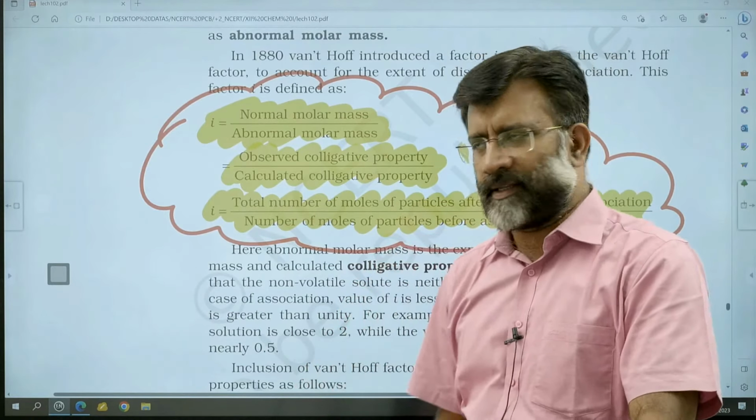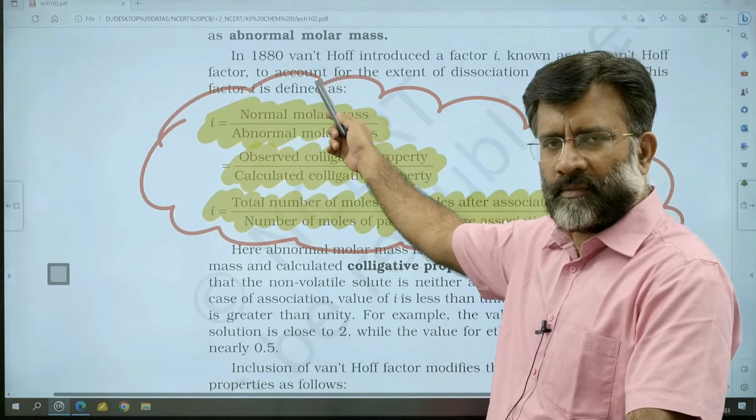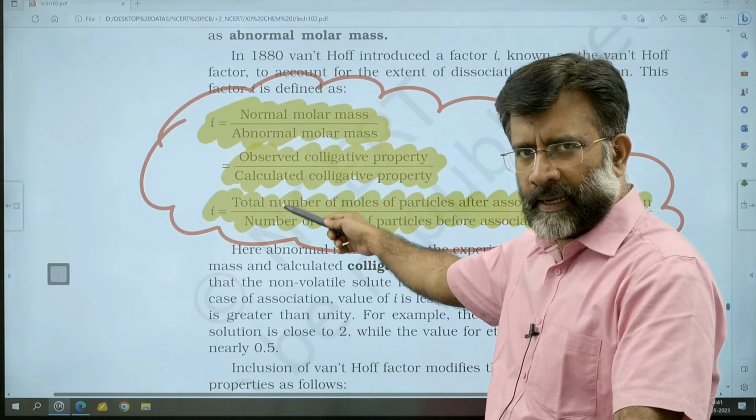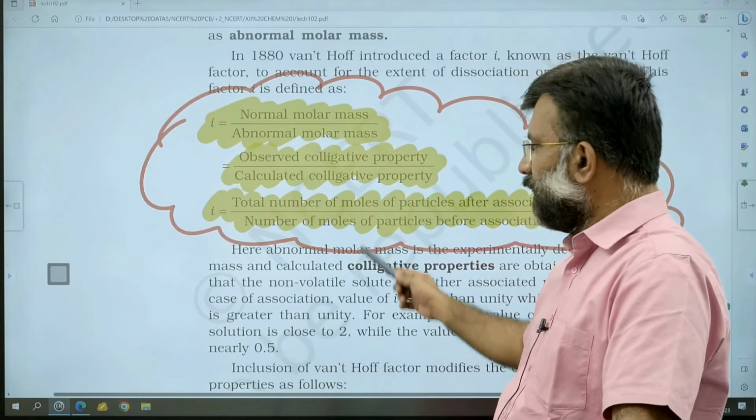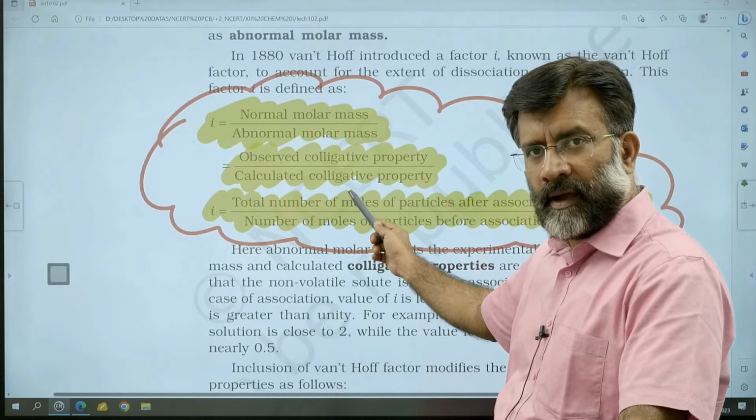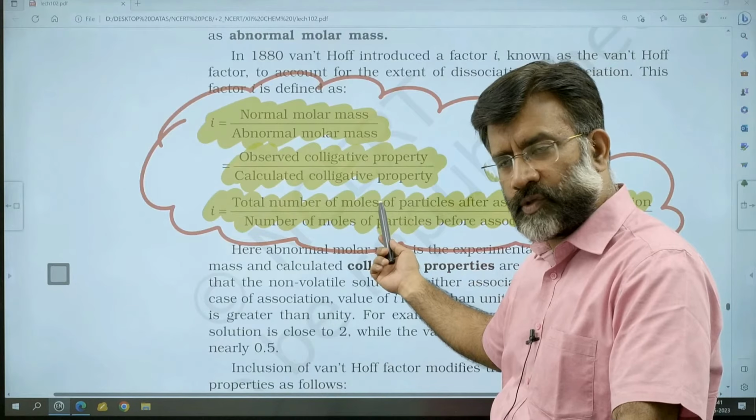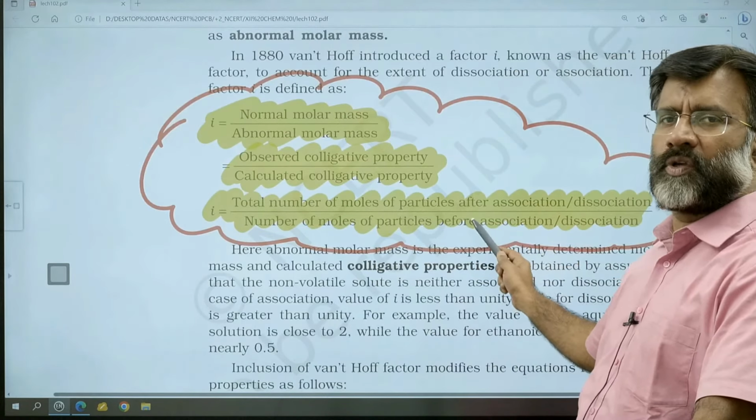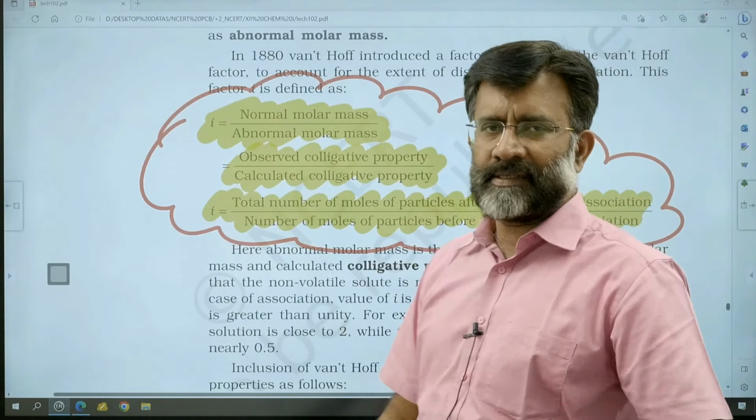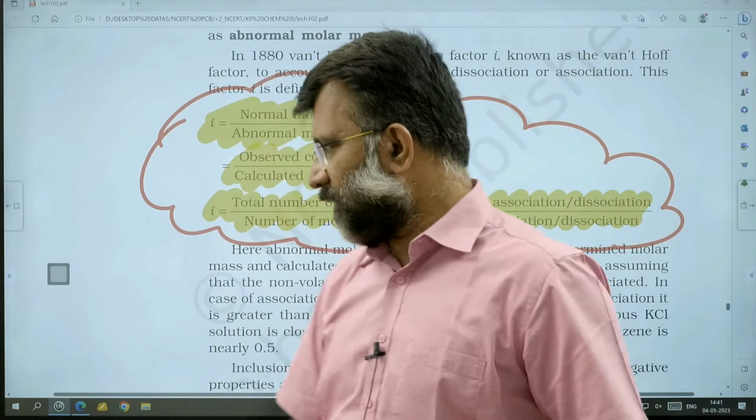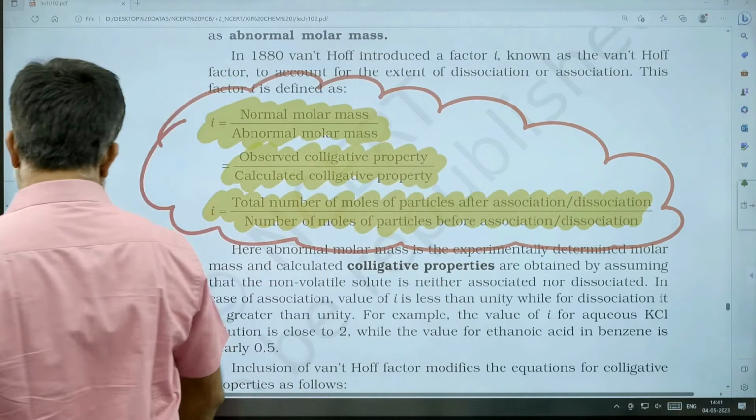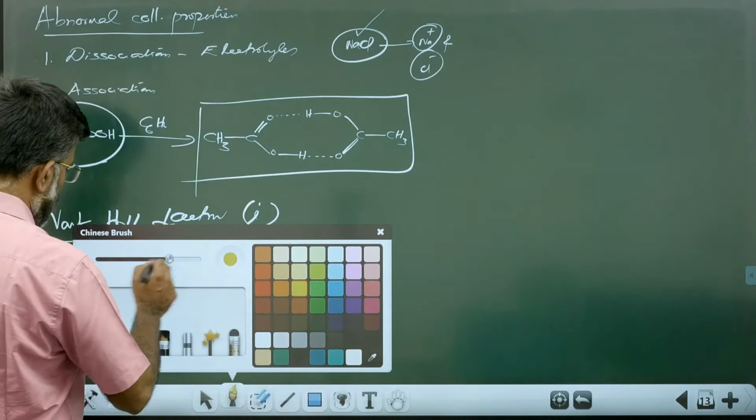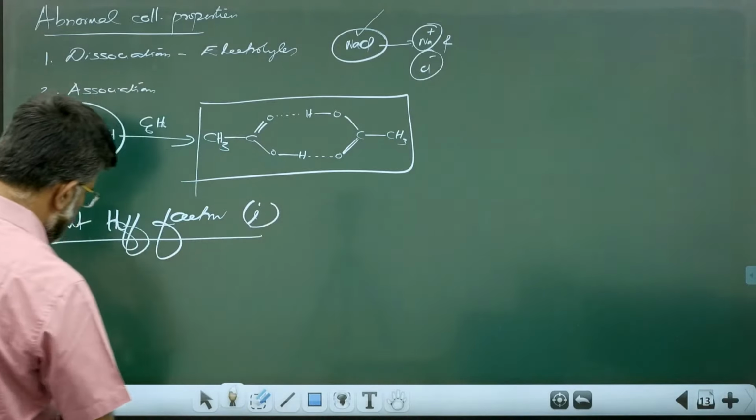So three terminologies are represented for the i factor. What are the three terminologies? Normal molar mass by abnormal molar mass; observed colligative property by calculated colligative property; total number of particles after association or dissociation divided by total number of particles before association or dissociation. This is the i factor. The i factor is introduced into all colligative properties.